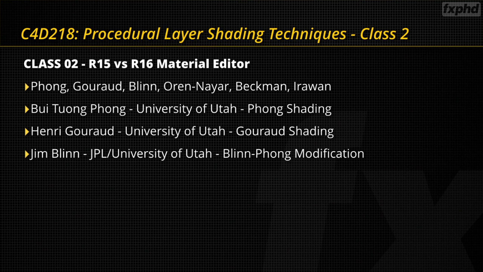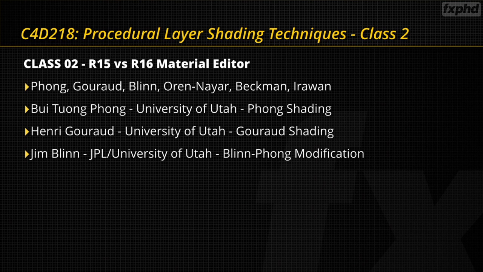Jim Blinn from JPL and also University of Utah modified the Phong model and developed the Blinn-Phong modification. Blinn-Phong is the default shading model used today in OpenGL, and it interprets the values between vertices using the Gouraud shading method. And Cinema 4D uses Blinn-Phong in the editor preview window because it's fast and it requires a lot less processing power than Phong. And that explains why renders take longer and why the editor previews look so cruddy.